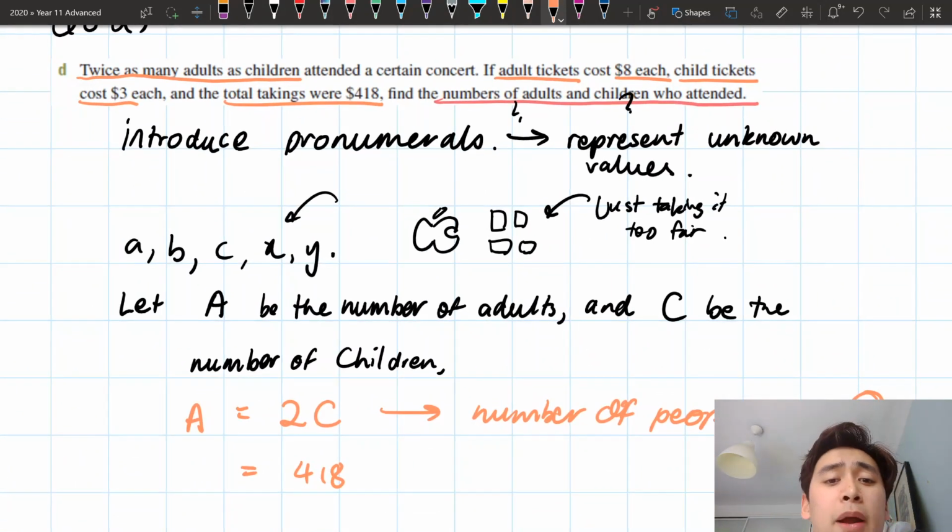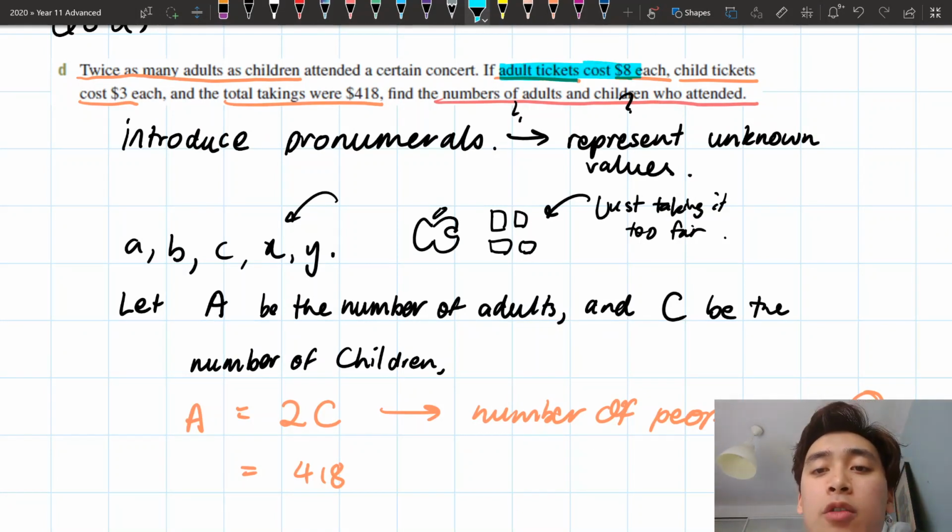Now, let's just break it down. How would I know how much I would make off the adult tickets? Each one is $8, and I don't know how many adult tickets there are. If there was 1 adult, I would only get $8. If there were 2 adults, I would get 8 times 2, which is $16. If there's 3 adults, I'll have 8 times 3, which is 24.